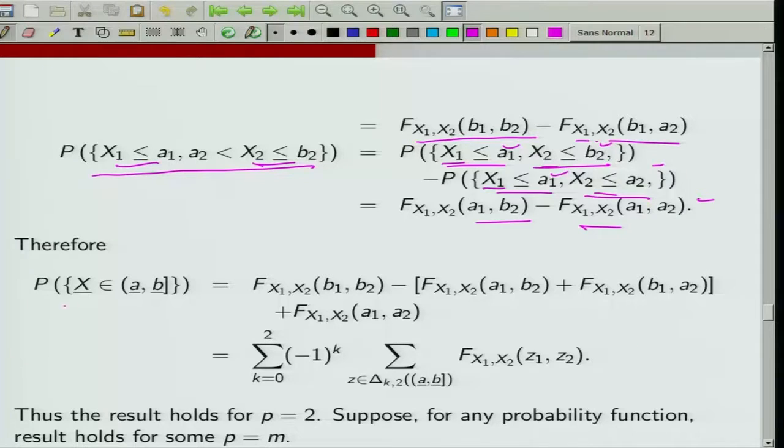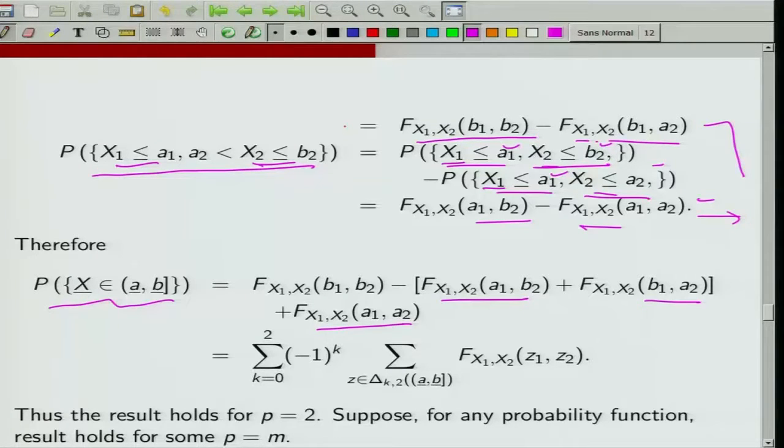So, your final expression, probability X belonging to (a, b], is the difference of this and this. So, the difference of this and the difference of this, which is same as F_{X1,X2}(b1, b2) minus F_{X1,X2}(b1, a2), which comes over here, minus F_{X1,X2}(a1, b2), which comes over here, and then plus F_{X1,X2}(a1, a2).